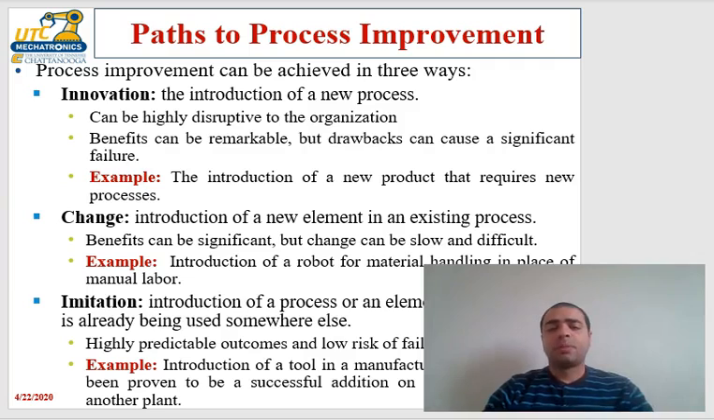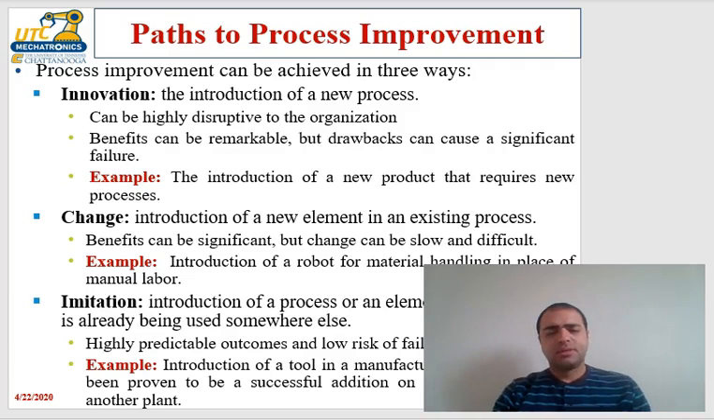The benefits can be very high from introducing a completely new process or change, but the drawbacks can cause a significant failure. In other words, it's a gamble. It can benefit you a lot, or it can significantly affect you. For example, the introduction of a new product that requires new processes, like an upgrade on some equipment that changed how the product is designed. In this case it can be a remarkable benefit, or it can cause significant failure.